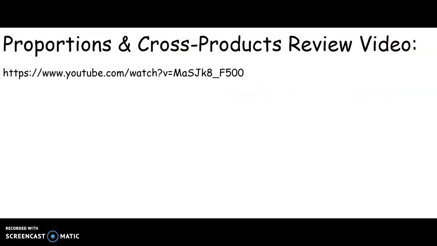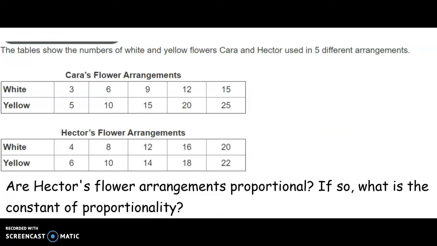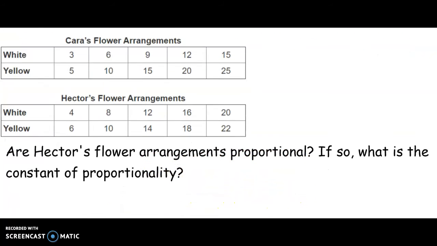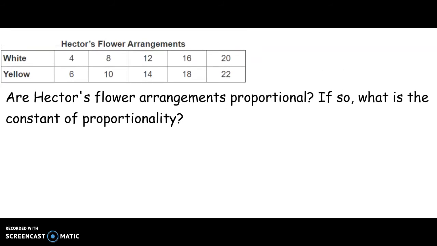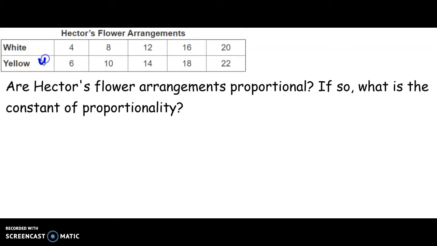Let's look at another example that mirrors things that we'll see on our test today. So the tables show the numbers of yellow and white flowers that Kara and Hector use in 5 different arrangements. Are Hector's flower arrangements proportional? So to test for proportionality, we want to take our y over our x. So I've got my y and my x. Remember that proportionality is always y over x.